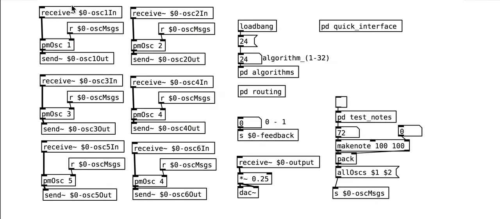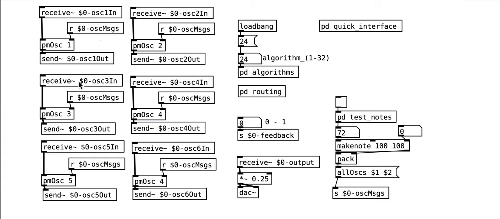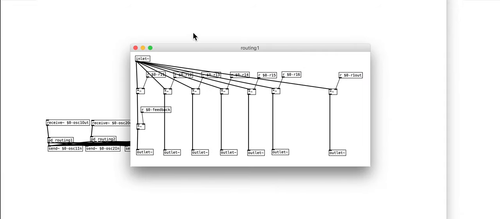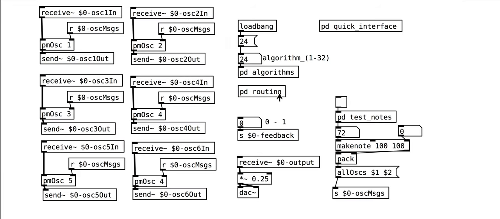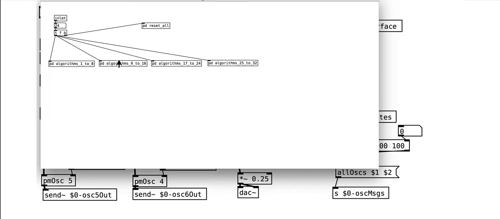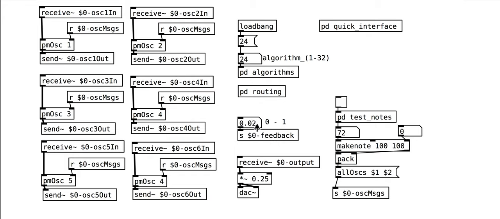In the previous tutorials, we built out a PMOSC abstraction for modular phase modulation. We made a routing network that allowed us to route any oscillator to any other. We implemented specific routing algorithms based on the 32 built-in DX7 algorithms. We made a quick interface for testing. As you can hear, we can currently only play one note at a time.